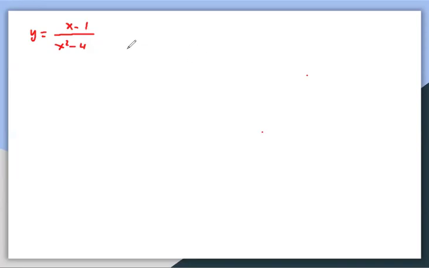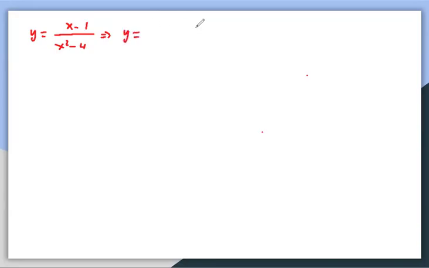So first things first, we have a lot of things to find out to determine the graph of the function when we do this manually. The first thing is we want to make sure that the function is factored, simplified as much as possible for numerator and denominator. So this denominator can be written as x squared minus 2 squared, which is a difference of squares. So we can factor that.